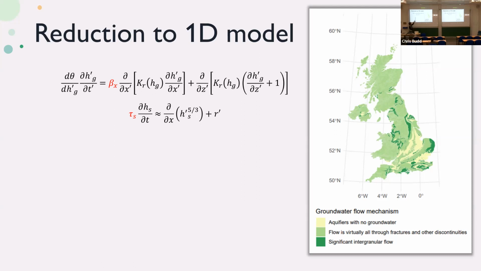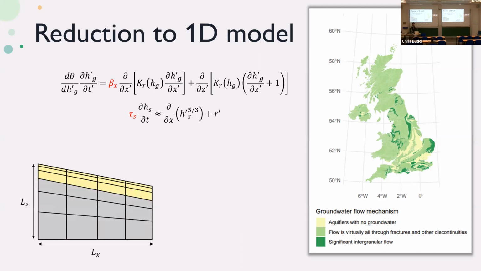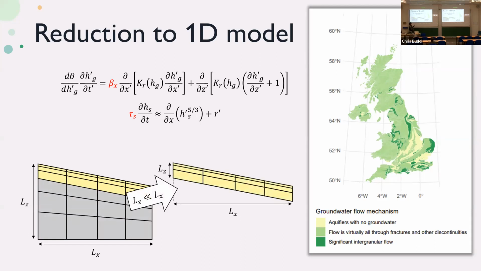In such a case, the beta X parameter, which compares the typical extent scale in the Z dimension to the typical scale in the X dimension, is very small, and we can reduce the system from a two-dimensional problem of quite deep geometry into a two-dimensional problem in very thin geometry, which can then also be reduced using the so-called Boussinesq approximation to a one-dimensional equation.